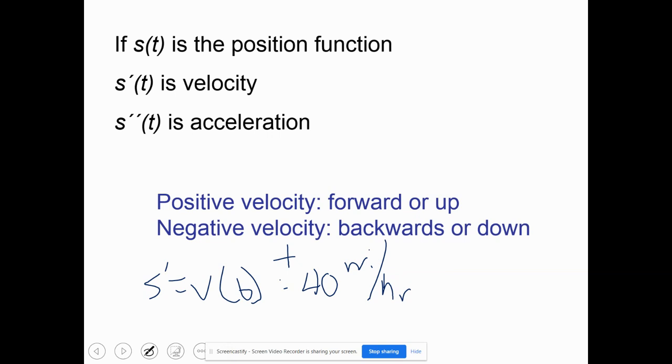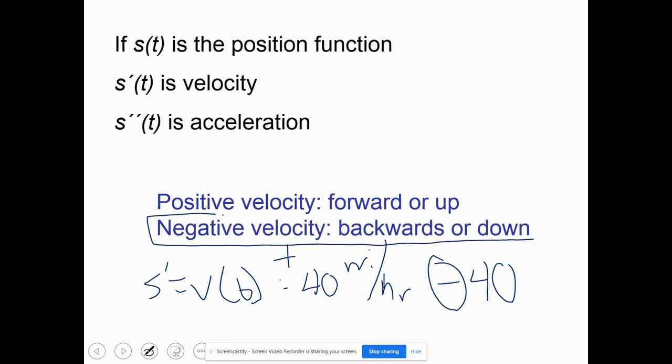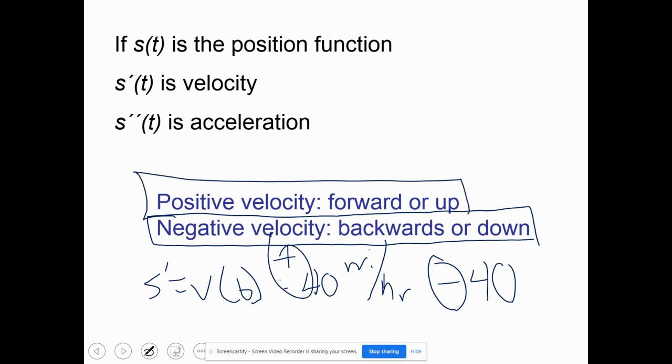On the way home, if you go the same speed, you would be going a negative 40. And a negative 40, you're going just as fast. The negative just tells us that we are going in a negative direction. A negative velocity means you're going in a negative direction. A positive velocity means you're going in a positive direction.